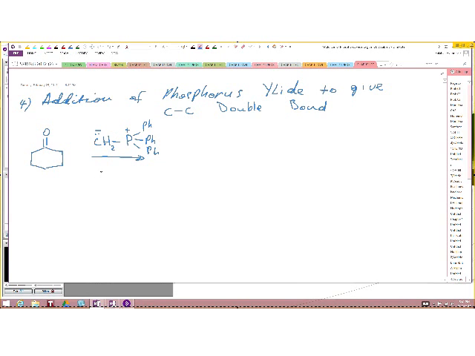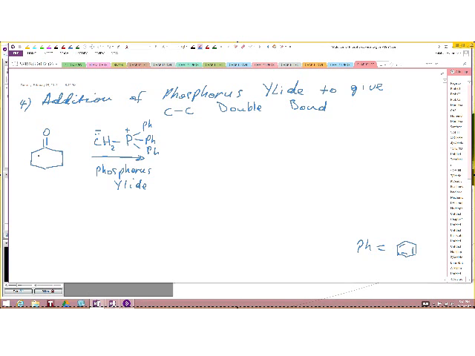This here, we call this phosphorus ylide, in which you have phosphorus attached to a carbon that is negatively charged, and the phosphorus atom is positively charged, a formal charge of +1. Out of this here, this Ph equals phenyl, benzene. Okay.